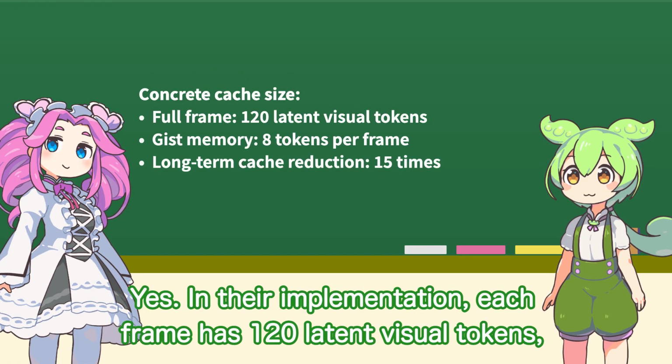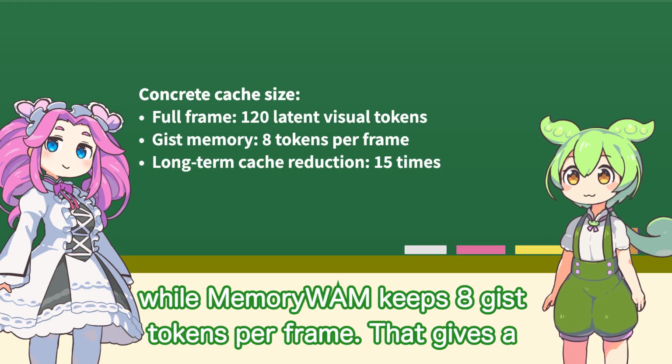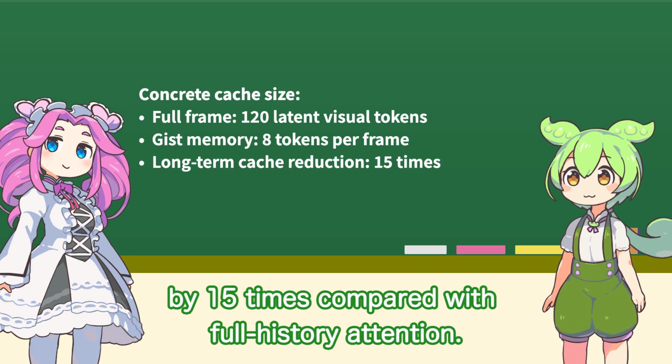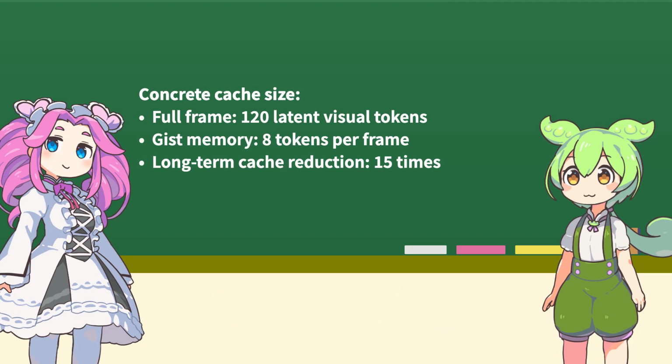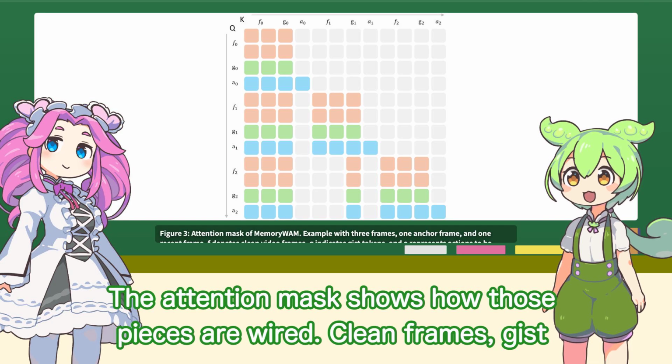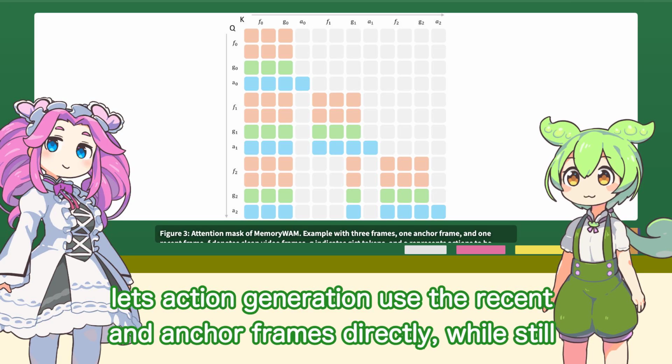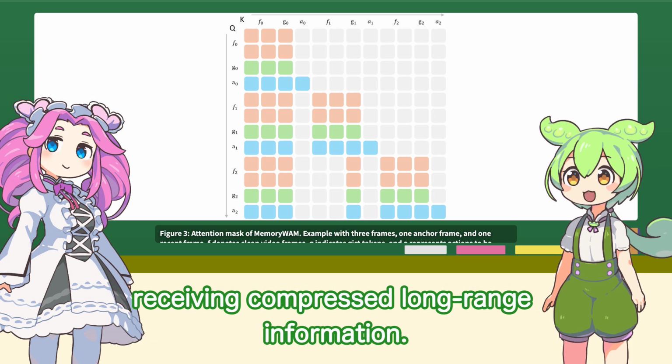Yes. In their implementation, each frame has 120 latent visual tokens, while MemoryWAM keeps 8 gist tokens per frame. That gives a compression ratio of 15, so the long-term key value cache is reduced by 15 times compared with full history attention. The attention mask shows how those pieces are wired. Clean frames, gist tokens, and action tokens do not all attend in the same way. The design lets action generation use the recent and anchor frames directly, while still receiving compressed long-range information.